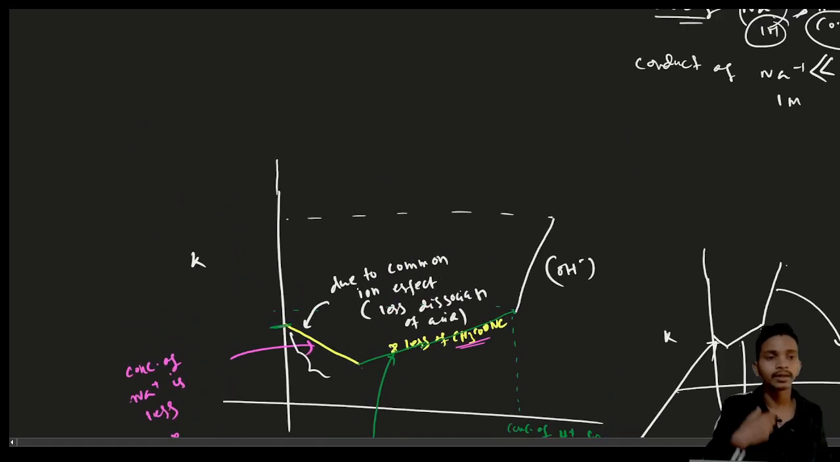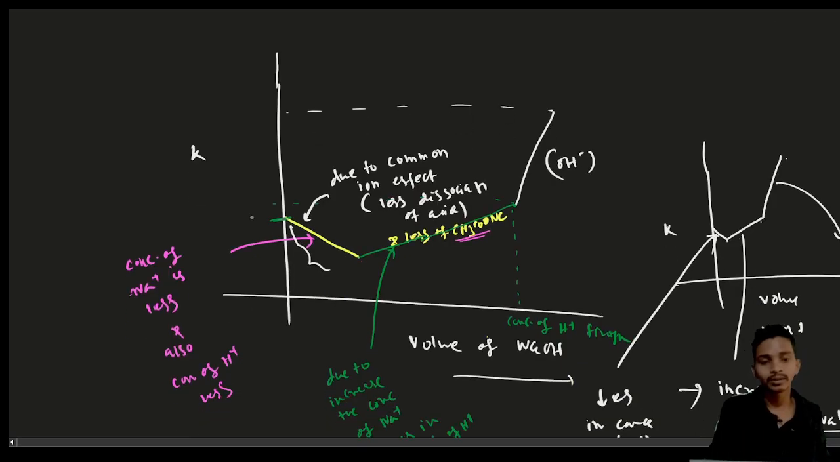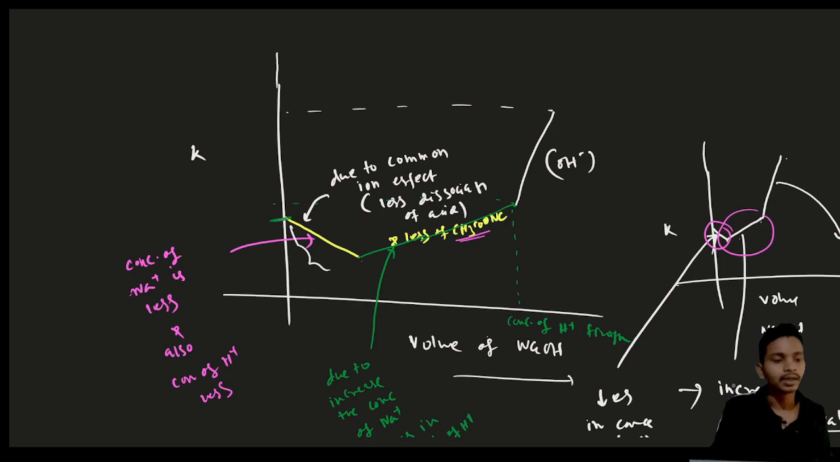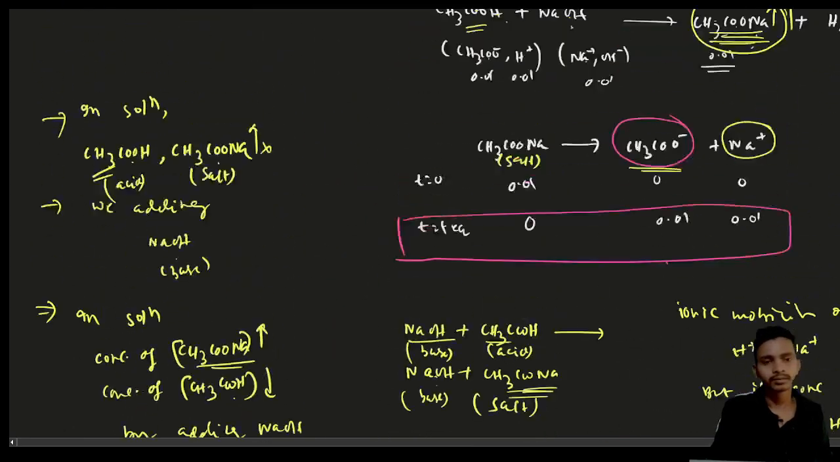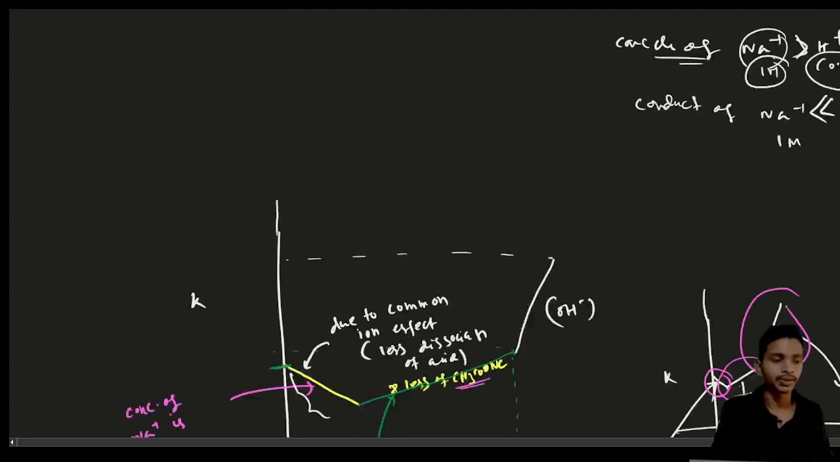Okay, so you understand how the common ion effect affects this. Normally, if you say it in one word, this is due to the common ion effect, and this is due to the increase in the concentration of CH3COONa, and this is due to the increase in the concentration of NaOH. So this is case 2.